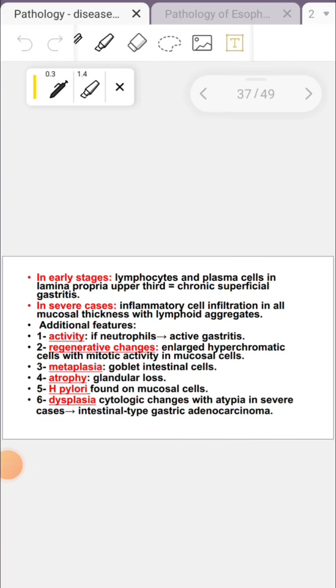H. pylori, when we look for it, should be demonstrated within the mucus layer and within the glandular lumina. And this dysplastic change is what is frightening, what occurs in intestinal metaplasia, which is a precancerous change. This dysplasia can progress to intestinal type adenocarcinoma unless treated.